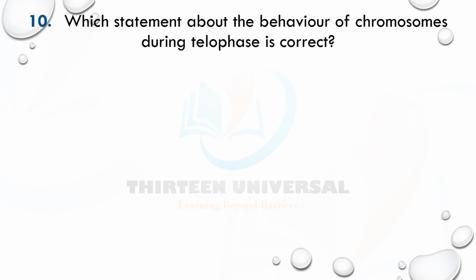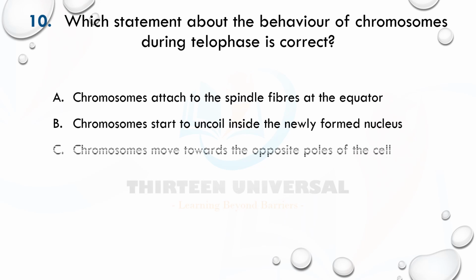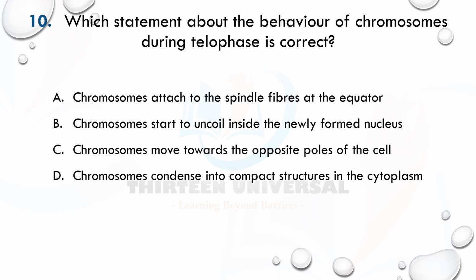Watch it again. Which statement about the behavior of chromosomes during telophase is correct? So which one is the answer? Now guys, look at this. Chromosomes attach to the spindle fiber at the equator. This is the behavior of metaphase. Chromosomes start to uncoil inside the newly formed nucleus. This is telophase. So they uncoil in telophase. They coil up in prophase.